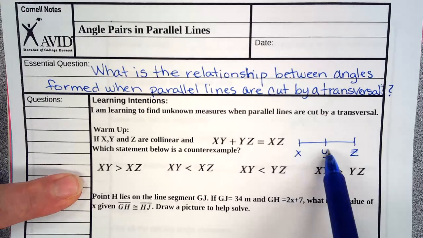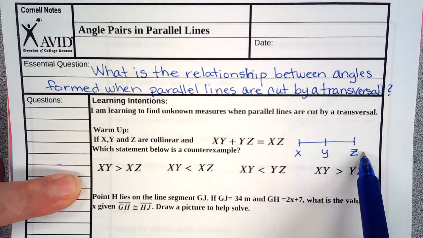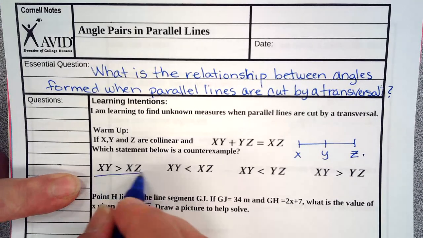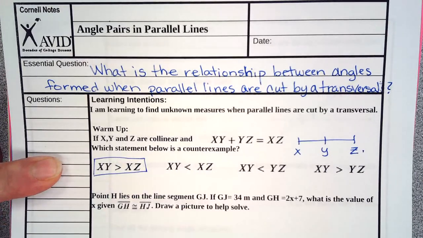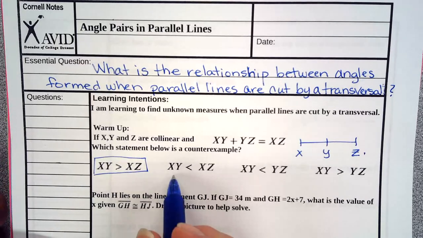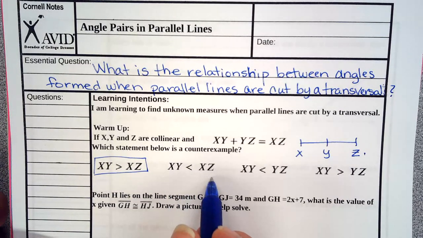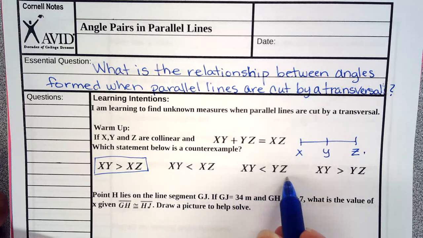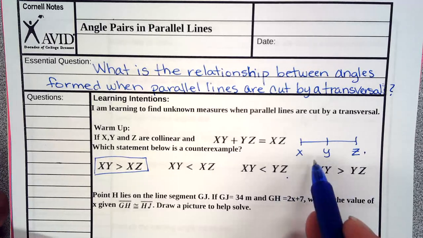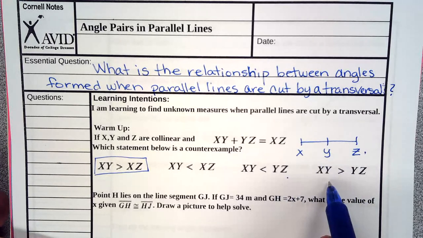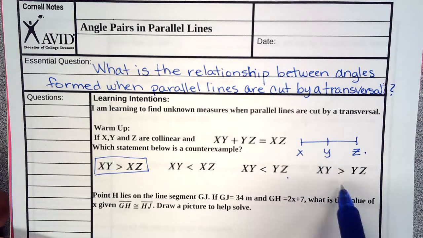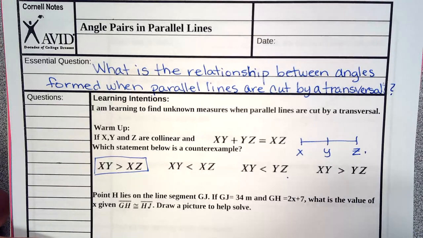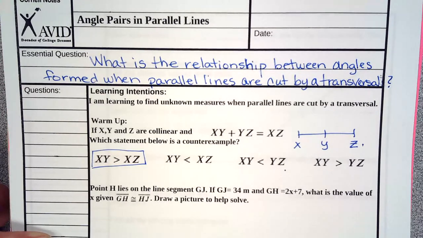Can XY be greater than XZ? No, because XZ is a whole and XY is a part. Can XY be less than XZ? Yes. Can XY be less than YZ? Well, yeah, it can, because we're not sure which is bigger. And so if this one's true, the opposite can also be true, because we don't know the size. We just know where they're located.